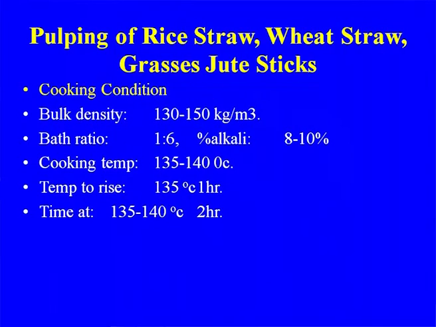This is the cooking condition. Here if you see the cooking condition, alkali as NaOH, no sodium sulphide is used in case of the pulping of the wheat straw, the grass. Normally it is the alkali NaOH that we are using, 8 to 10%, temperature is less, cooking time is less if we compare with the hardwood or the bamboo.